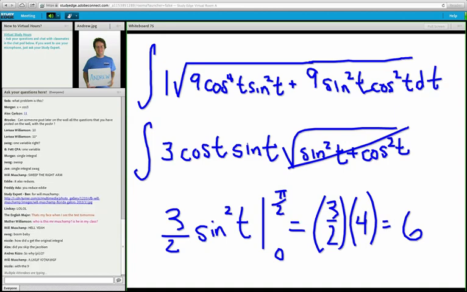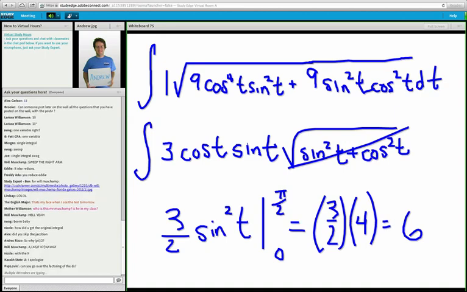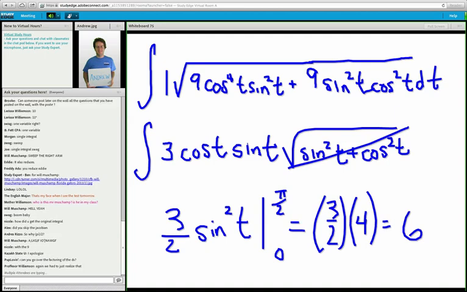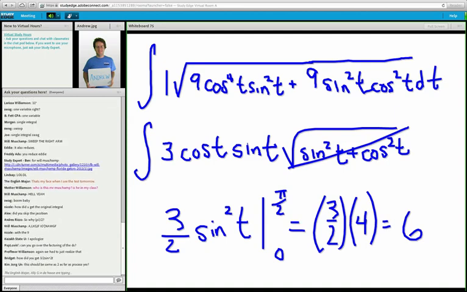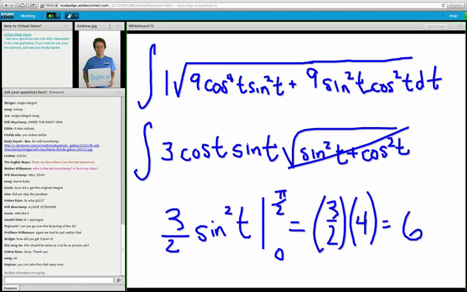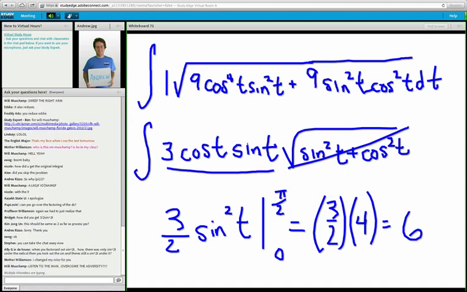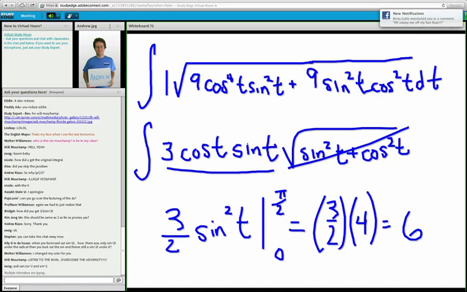I did not skip the Jacobian. Andres, I did pi over 2. I literally just said, because 2 pi, the upper bound, is going to give me 0, so I just do 0 to pi over 2 and multiply by 4. Can I go over the factoring of the ds? No, I'm not going to. Again, we just had to realize that. How did I get 3's? I just integrated. The integral of 3 cosine t is 3/2 sine squared t.